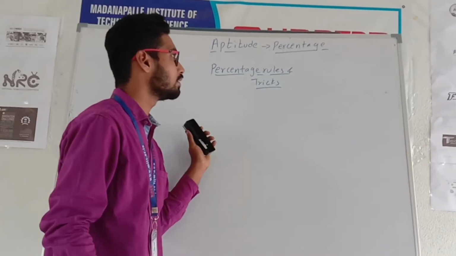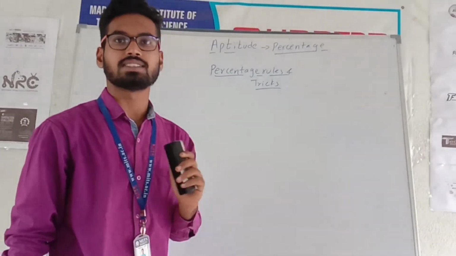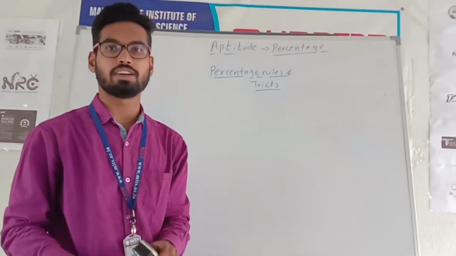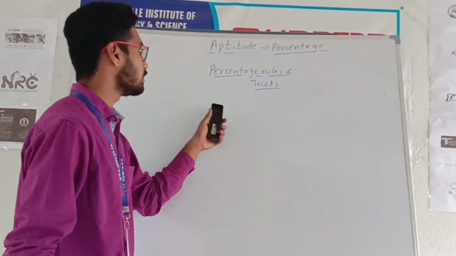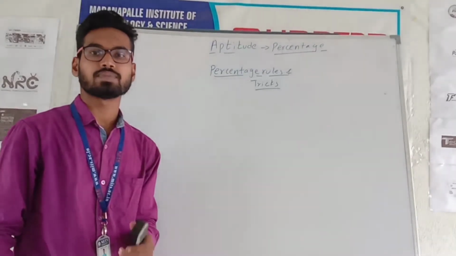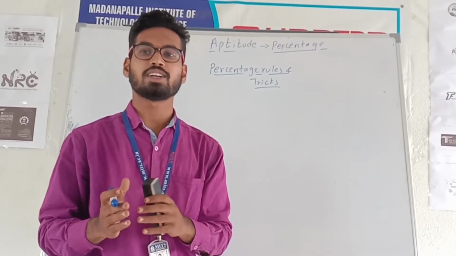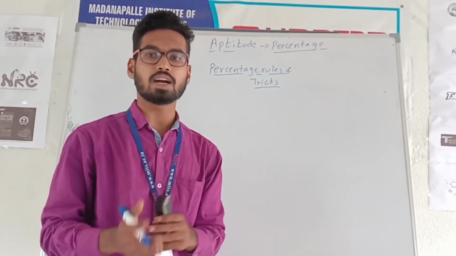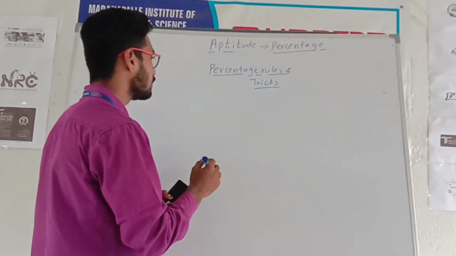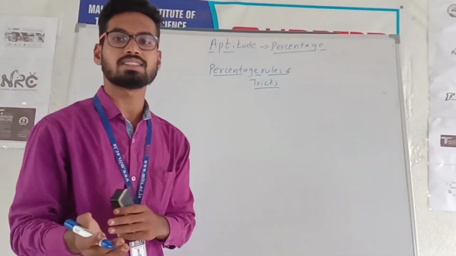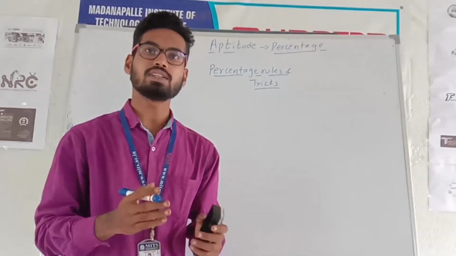Now we're going to learn some percentage rules and some tricks. After that, we'll wind up this session and continue in the next video. Here are some percentage rules: if two values are respectively x percent and y percent more than the third value, the first value is (100 plus x) by (100 plus y) into 100% of the second value.